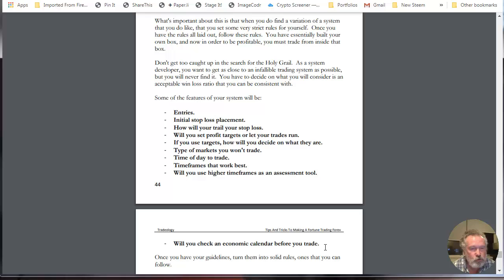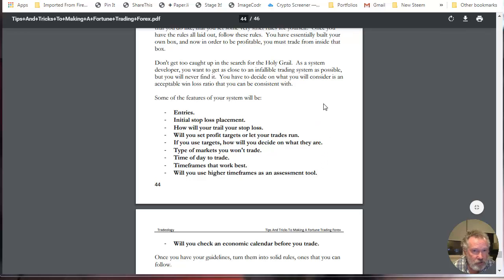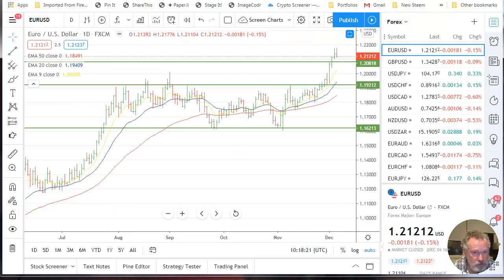Now I'm going to do this by example. I do have a trading strategy which is based on trend trading principles. So I'm going to step across to a chart. This is a daily chart. It's Euro US dollar, and we can see that there is a trend here.